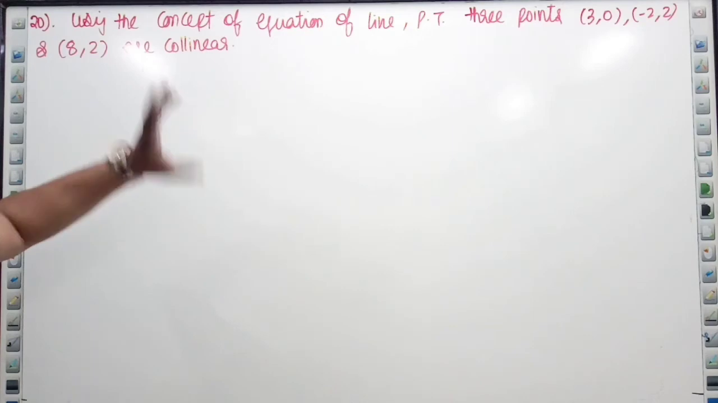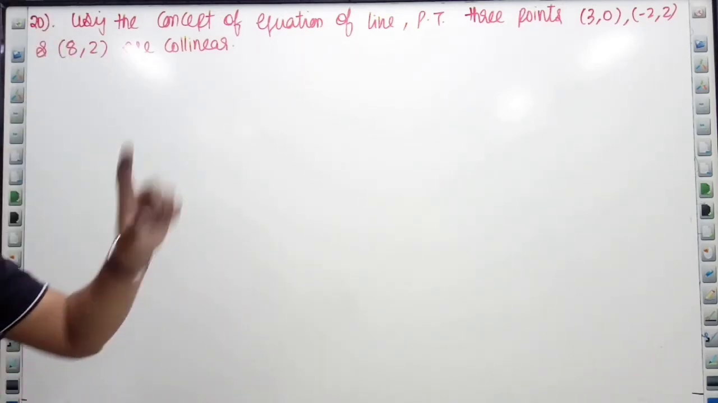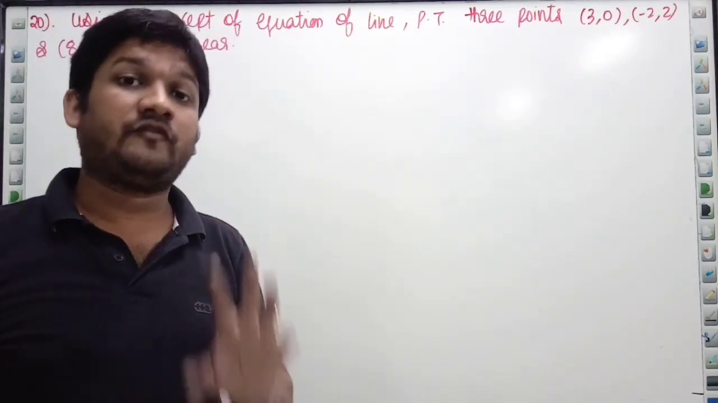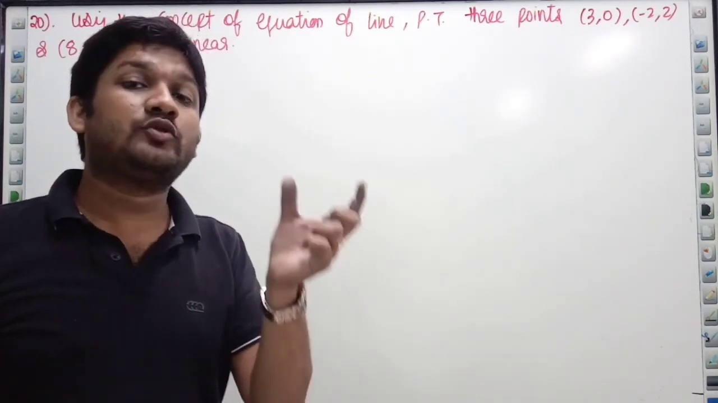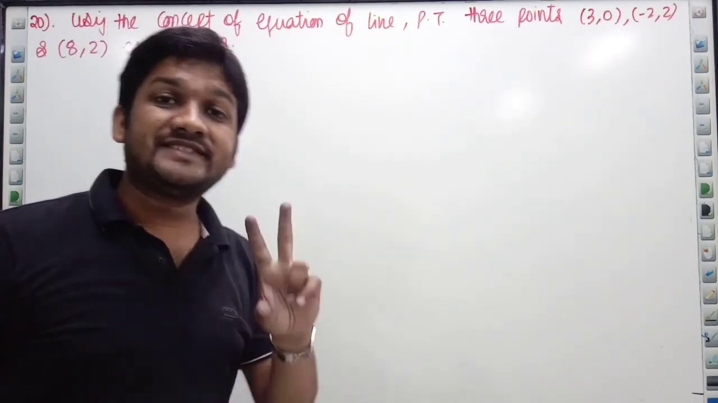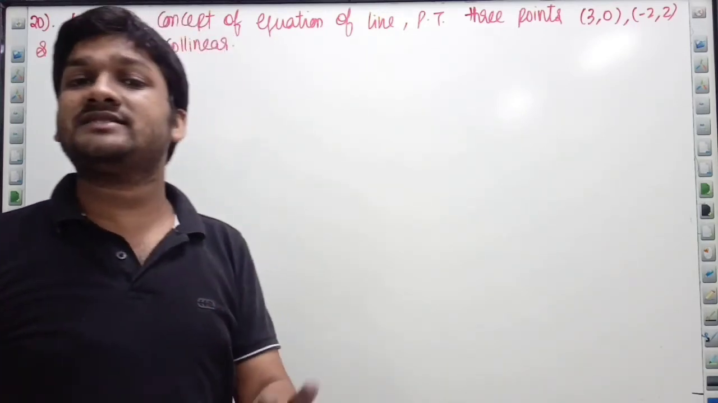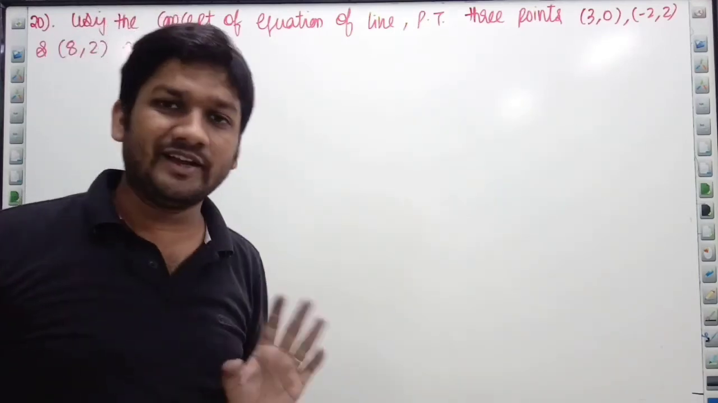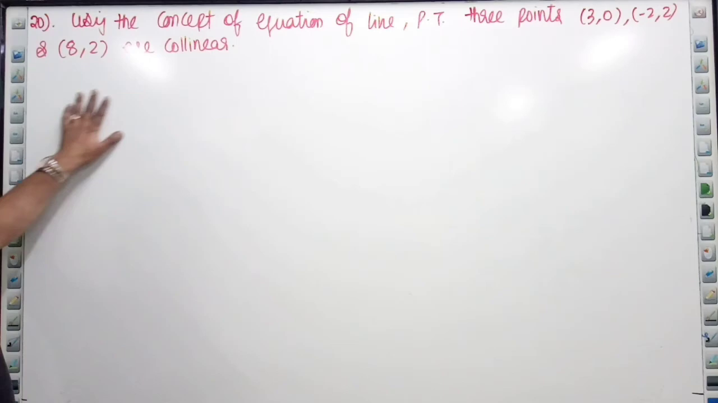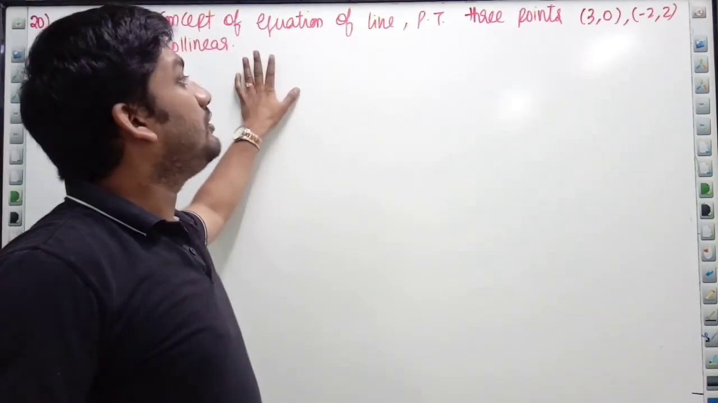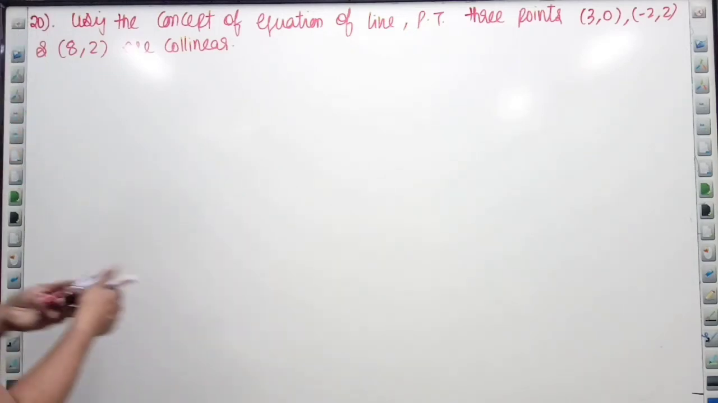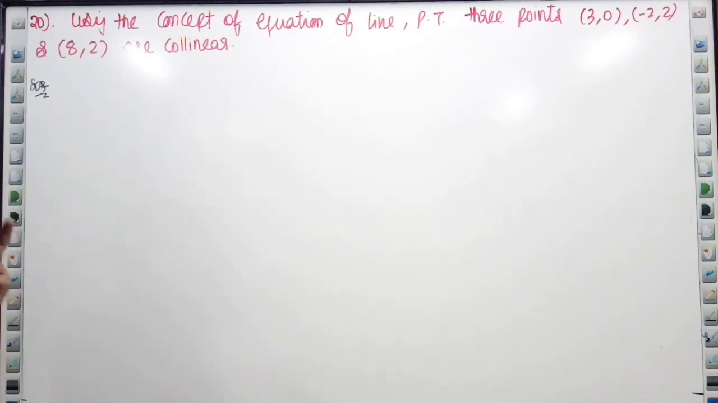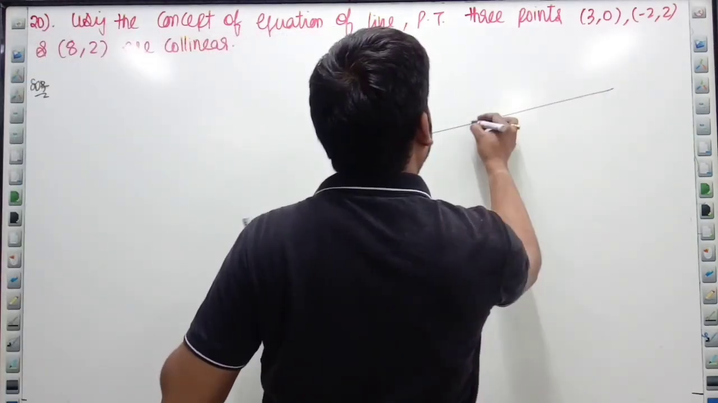So the last question of the exercise: we have to prove the 3 points collinear by the concept of equation of line. The concept of collinearity we have proved in many ways. First, by distance formula, the sum of two distances is equal to the third. Second is section formula. Third is by the concept of slope: if slopes of two lines are equal, then the 3 points are collinear. Now we have to use the equation of line. We will find the equation of line by any 2 points, and if the third point satisfies it, it means all the 3 points lie on the line.